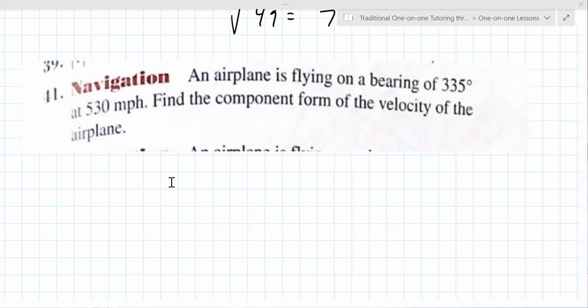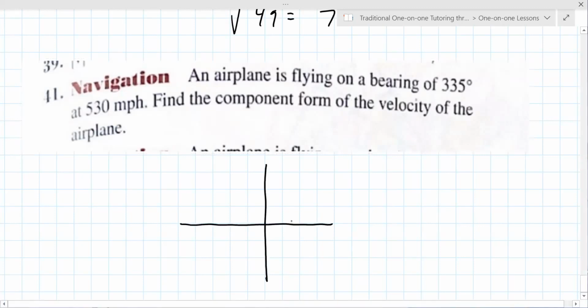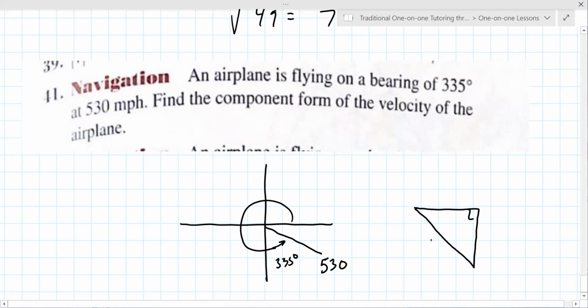Okay, so this is a problem where they're giving you the angle, and we assume it's in this direction, which is 335, over here. Okay, and they're saying I'm flying this fast. So they're giving you the hypotenuse. They're saying the hypotenuse is 530. This angle though is this one right here, which is 5 degrees. No, I'm sorry, 25 degrees, because it's got to make 360.